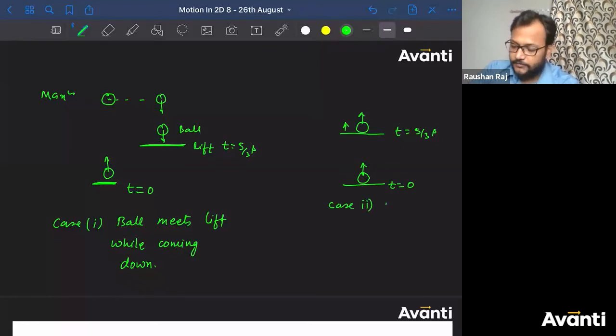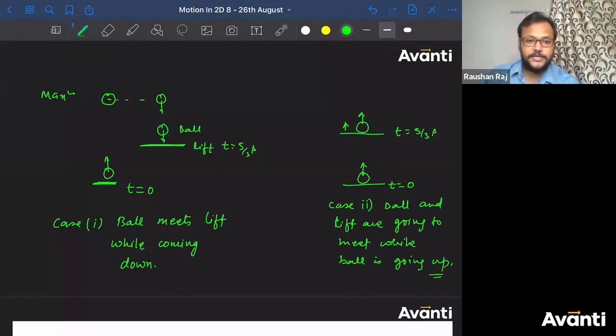Case 2: ball and lift are going to meet while the ball is going up. So these are the two conditions that are possible in this case.